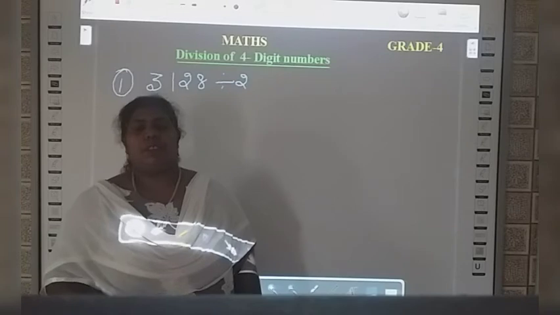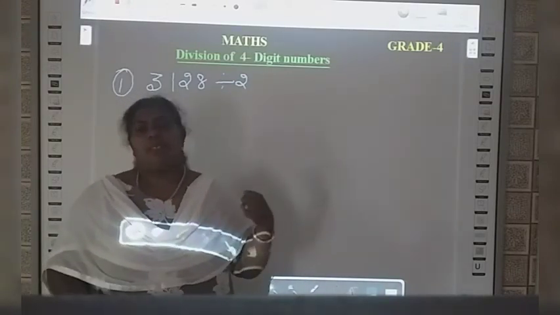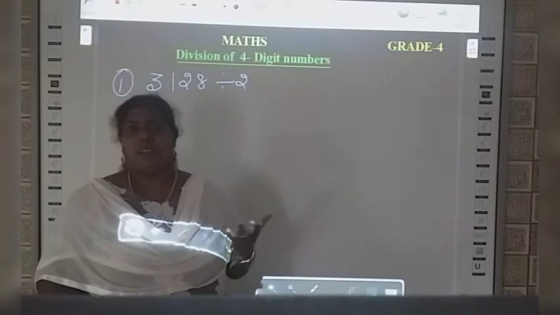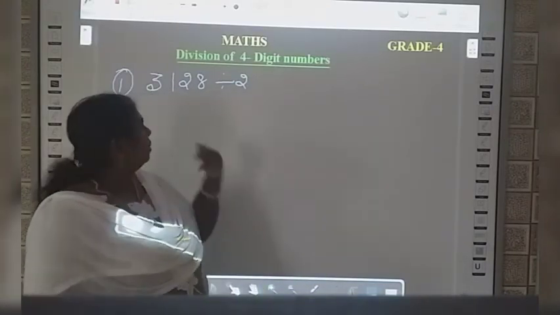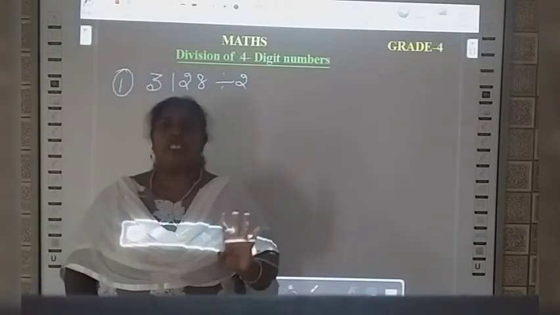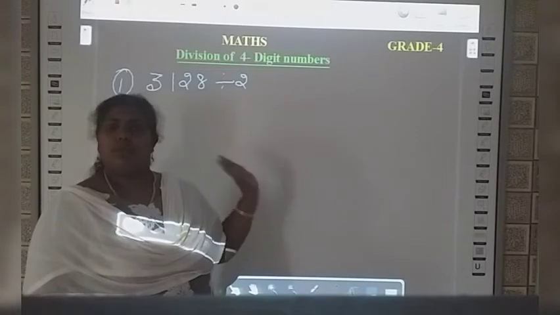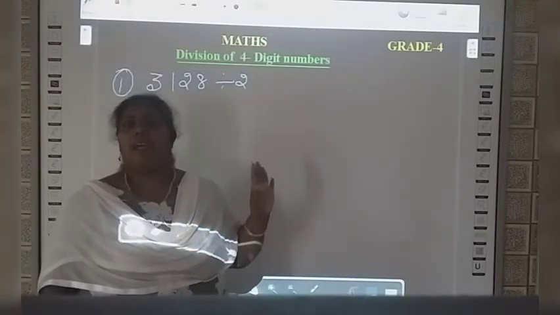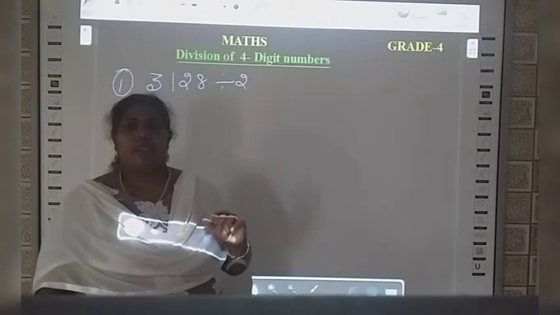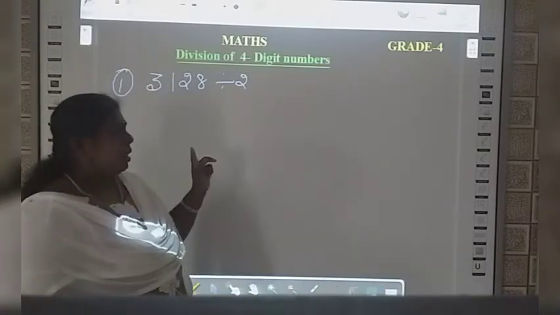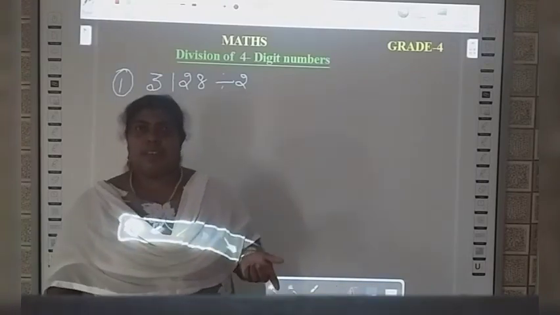We discussed division, right? That is chapter 4. First we did it using 3-digit numbers. Today we are going to discuss division of 4-digit numbers, and how we can find the quotient and remainder. You now know what the dividend, divisor, quotient and remainder are, isn't it?